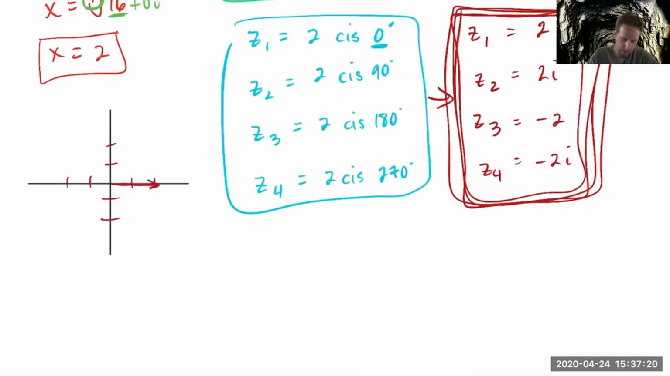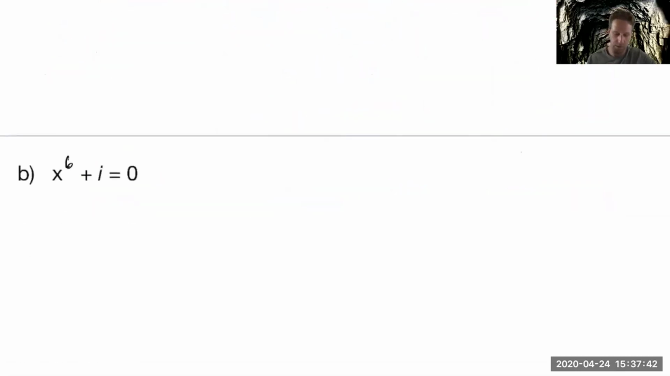That one would be there, there, there, and there. And notice they're all separated by 90 degrees. And they will always have that symmetrical feel, that look to it, no matter what your angle is. So just to show you, I gave you one more example for you guys to try on your own.